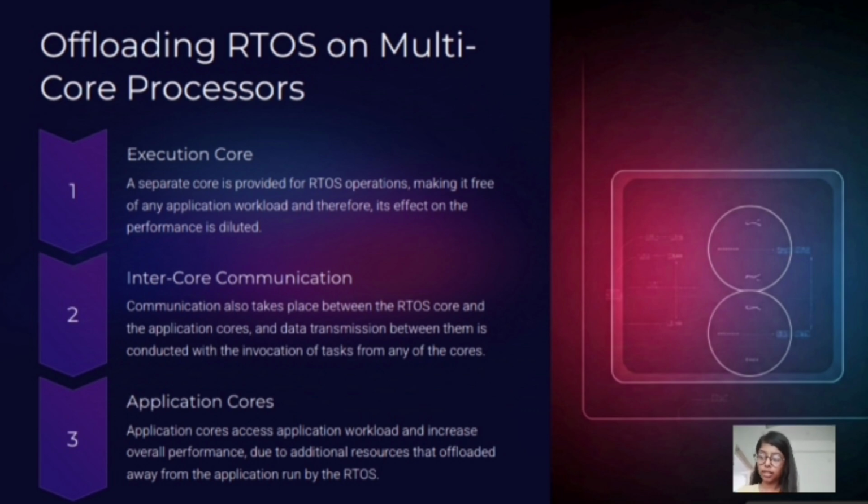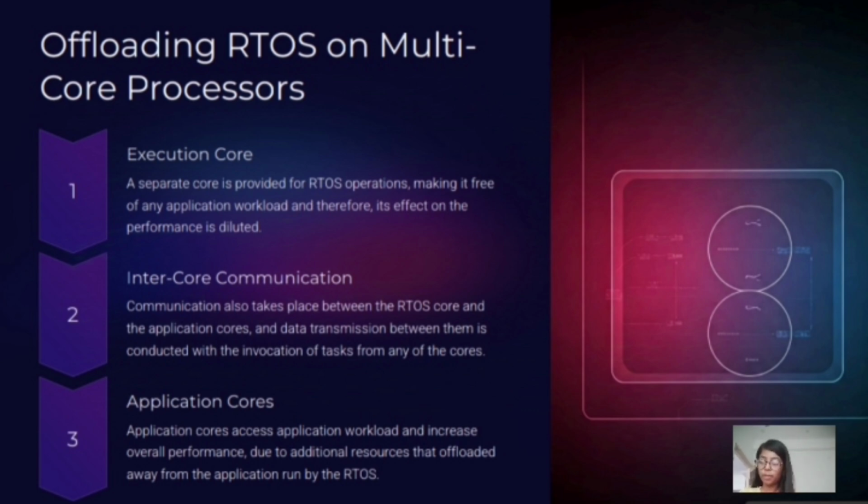And next is inter-core communication. Inter-core communication takes place between this RTOS core and the application cores, where the application cores are created in the execution core, and data transmitted between them is conducted with the invocation of tasks from any of the cores. So the data transfer and communication take place between the RTOS core and the application core.